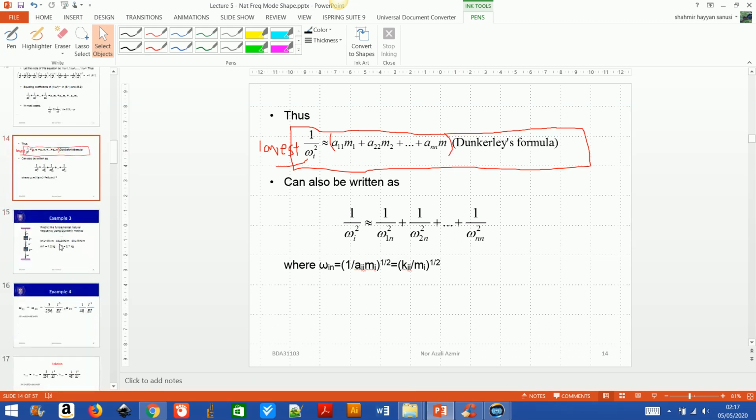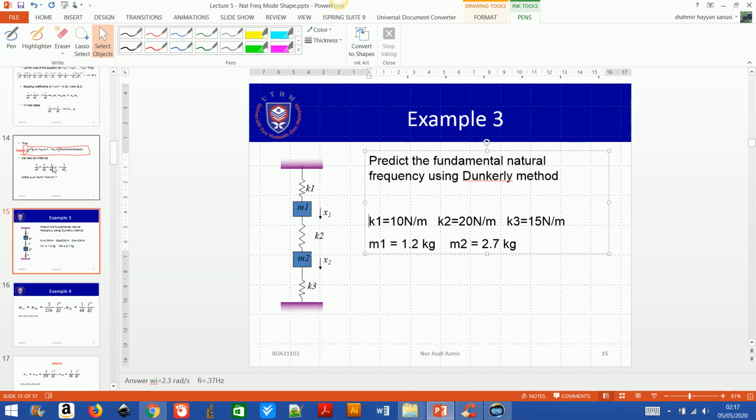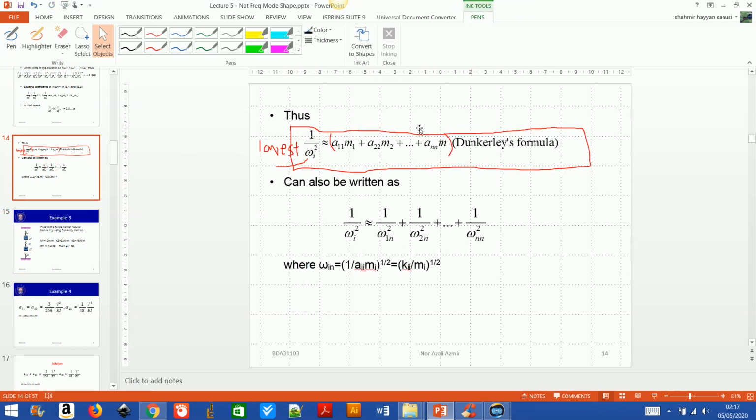So let's look at the example. I know some of you are quite blur how to use this one. So let's look at example 3. Predict the fundamental natural frequency using the Dunkerly method. It is quite the same as the previous example. The values are all the same. So now if you look back in here, what you need to determine is A11, M1, A22, M2, and so on.